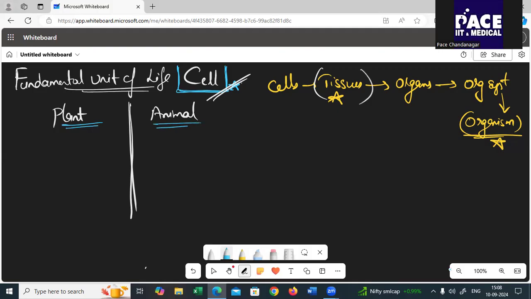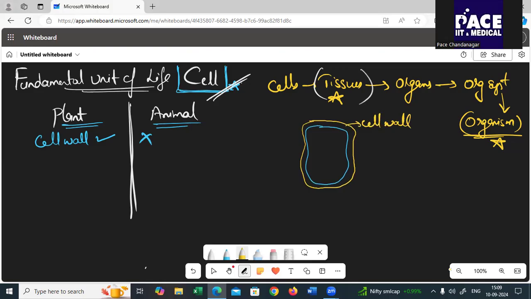All right. According to the cell wall, the cell wall is present in the plant cell and absent in the animal cell. The cell wall is nothing but the outermost covering. Here is your cell, and this has an outermost covering called the cell wall. This is my cell wall, which is present in the plant cell, whereas absent in the animal cell. And plastids impart the color. Plastids are present in the plant cell, whereas absent in animal cells.